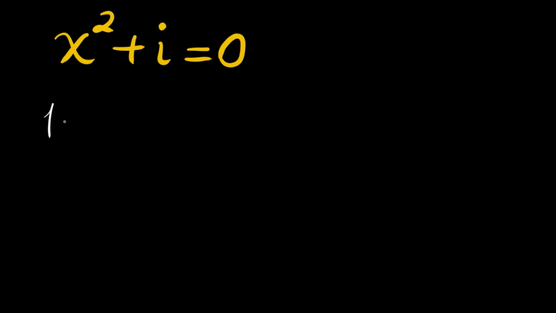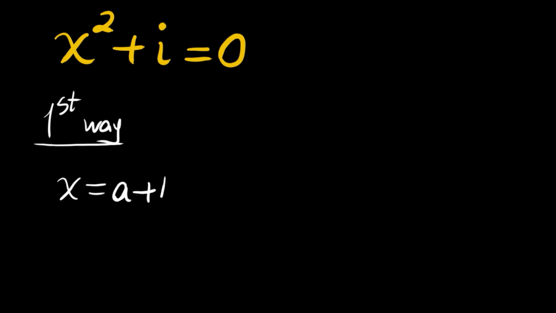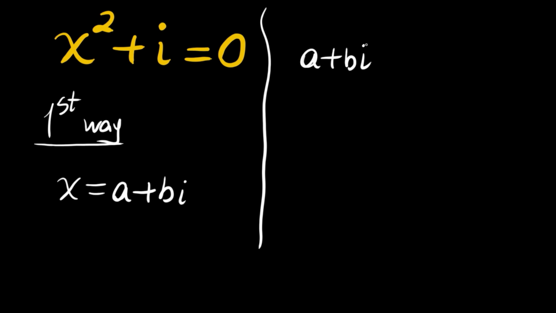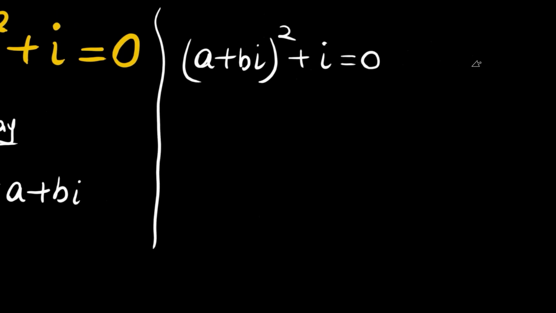First way, let's say our x is equal to some a plus bi, any complex number. Then plug this into our equation. We will have (a plus bi) all squared plus i is equal to 0. Then expanding this part, we will have a squared plus 2abi and (bi) all squared.